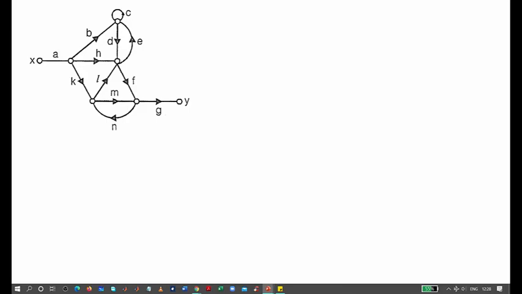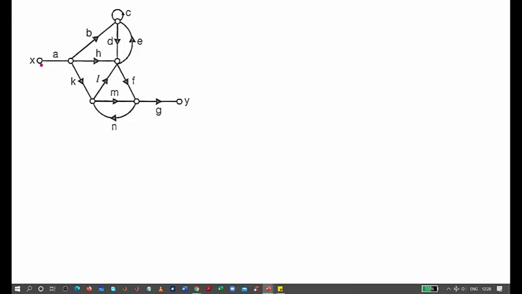So applying this criteria, moving from X to Y, if you start from X and move in the direction of branch arrows, towards this node, then again in this direction, then F, then G, then to Y. So this qualifies as a forward path. Likewise, starting from X through A, then to B, then D, F, G. This again qualifies as a forward path.